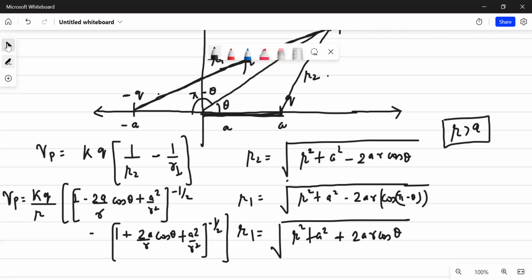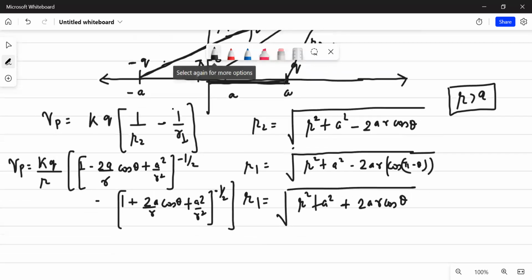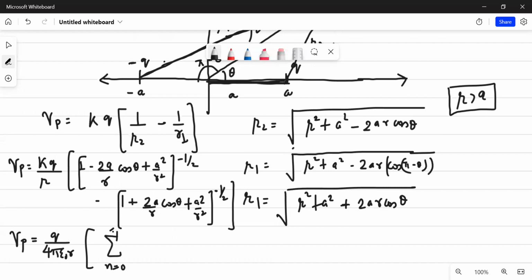Okay, so this is your potential at point P, and I'll write it here. So potential at point P would be simply Q upon 4 pi epsilon naught r, and this particular expression is equal to summation n equal to 0 to infinity, and I would write it in the manner Pn cos theta, and then a upon r raised to power n.